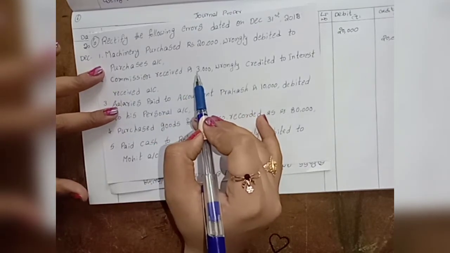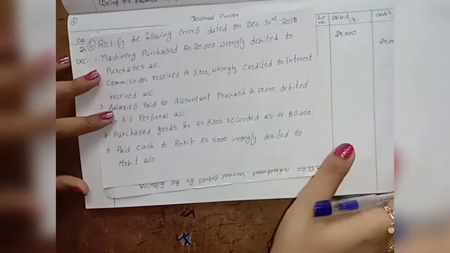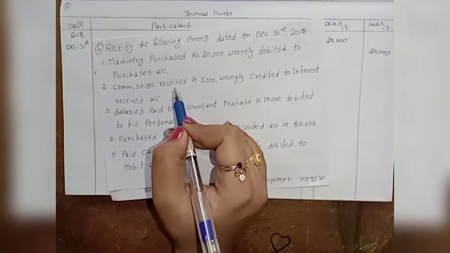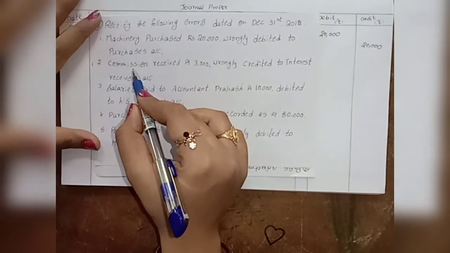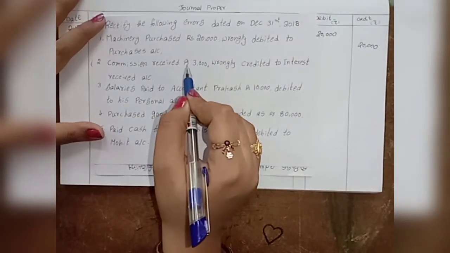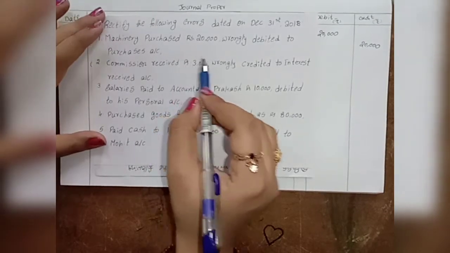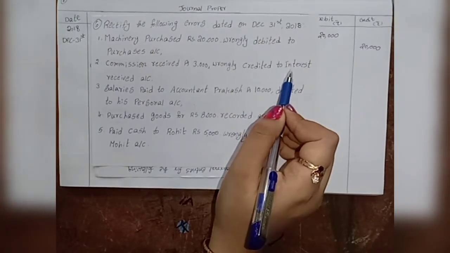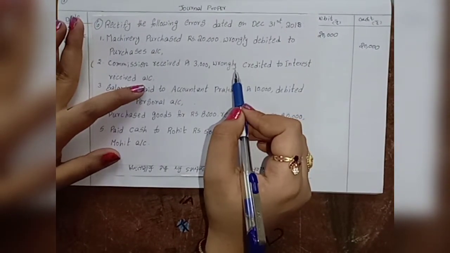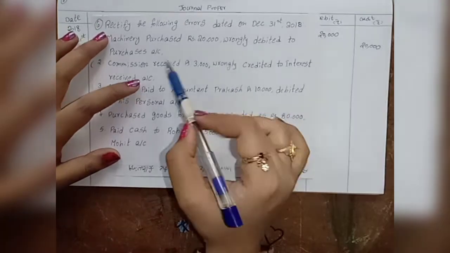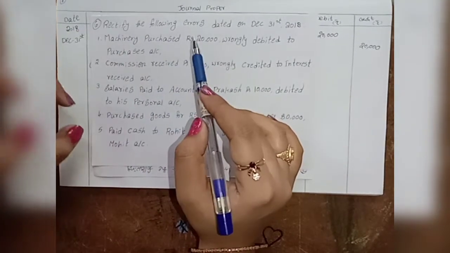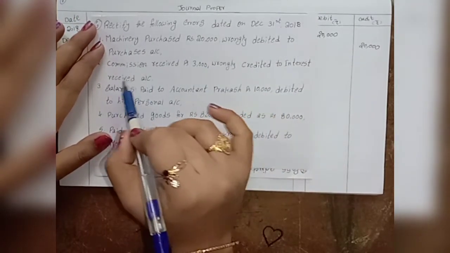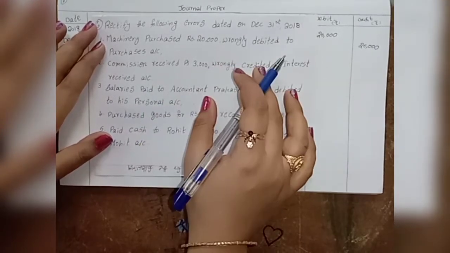Commission received, 3000 rupees. We have received commission. What is the entry for commission received? Cash account debtor to commission received account. That is the original entry. Now what went wrong? It was wrongly credited to interest received. Cash account debtor to commission received account is the original entry, but what they did was cash account debtor to interest received account.